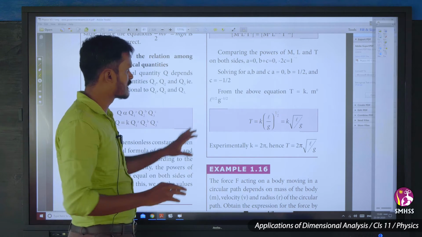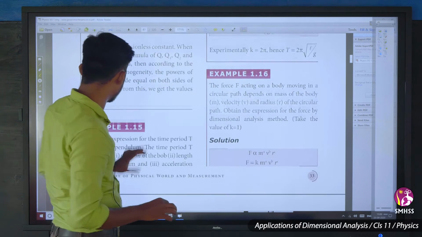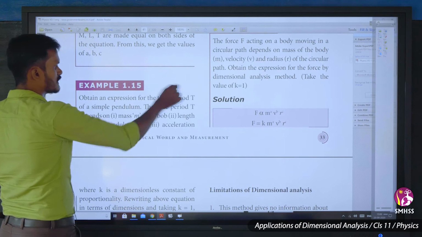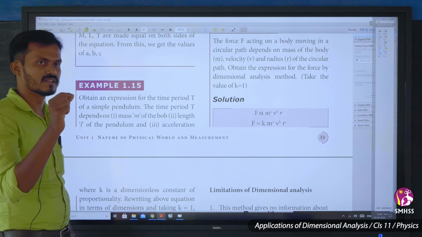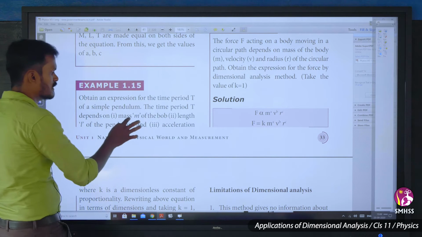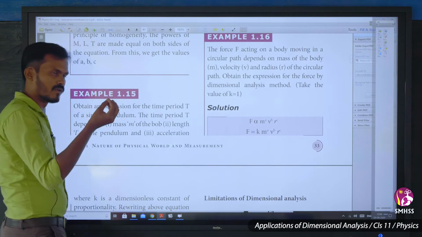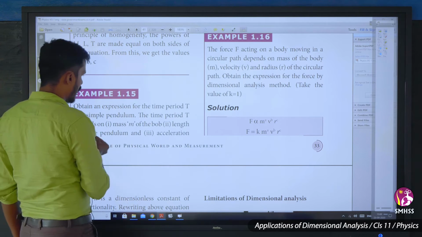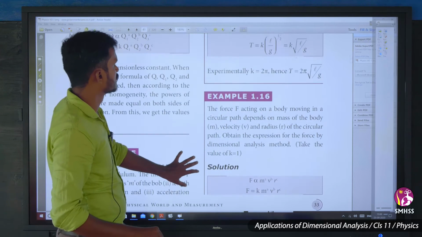Using an example, we will derive this. First, we will read the question. Obtain the expression for the time period. You have to derive the equation for the time period. The time period depends upon the mass m of the bob, the length of the pendulum L, and the acceleration due to gravity.